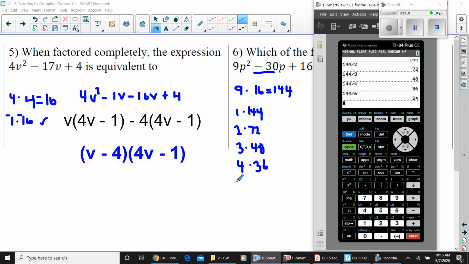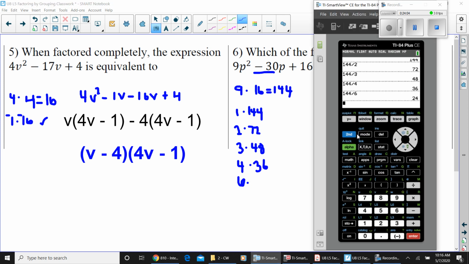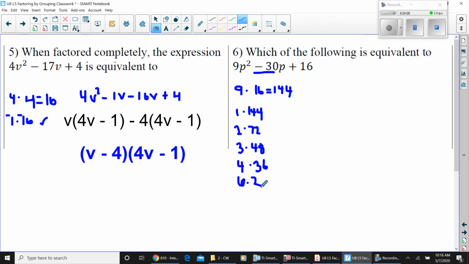So let's see. 6. You see what I did with my calculator there? 144 divided by 6, 24. Like, I don't know that, but it's not something that I know by heart. So now 6 and 24, yes, you can make 30 out of that if both were negative.